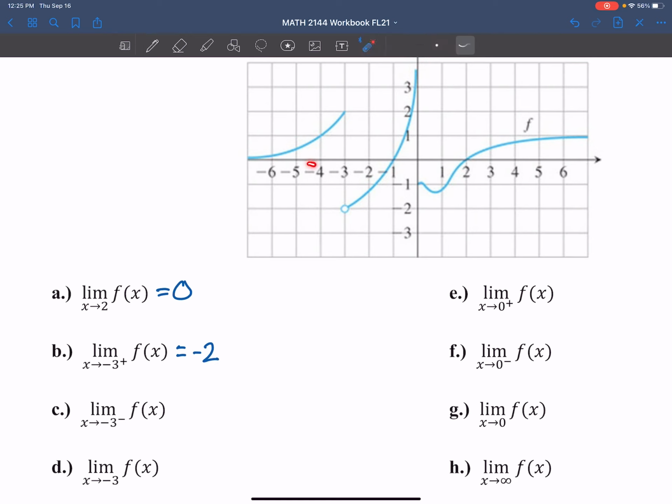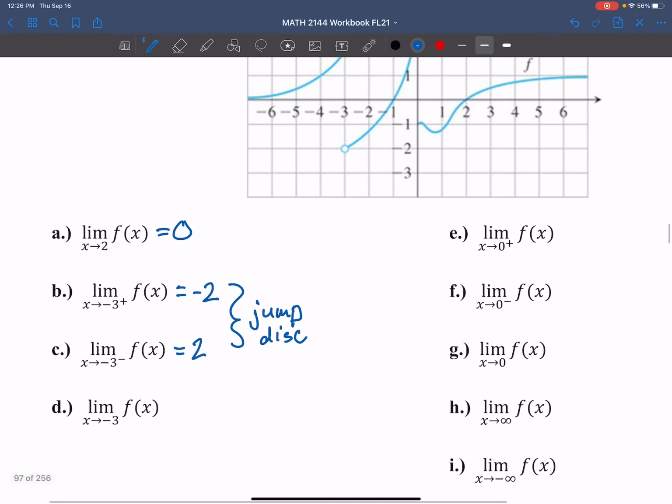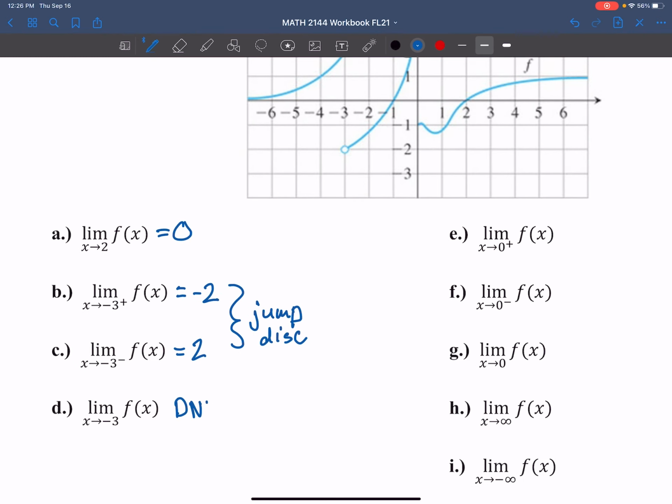When we approach 3 from the negative, or the left-hand side, we see that we do have this little bit of a jump discontinuity. The reason for the jump discontinuity is because from the left-hand side, what limit do we find? It's a +2. So you can see right here, we have a jump discontinuity. And because the limits exist, but they are different, what can we say about D, the two-sided limit? We simply say it is DNE, or it does not exist.